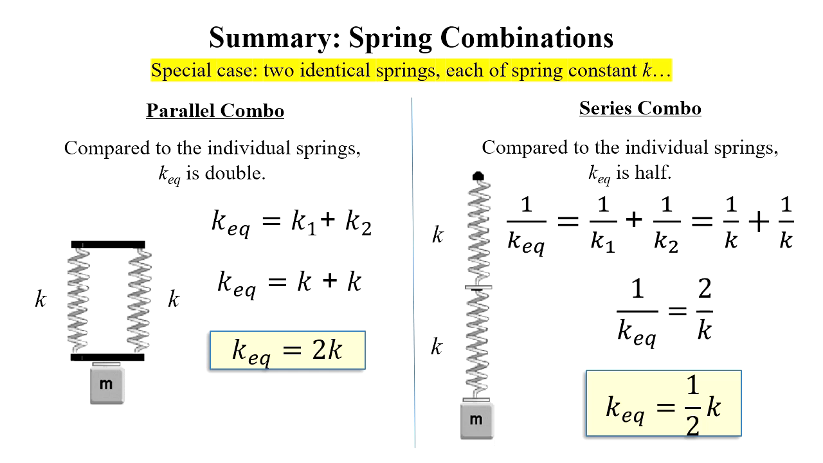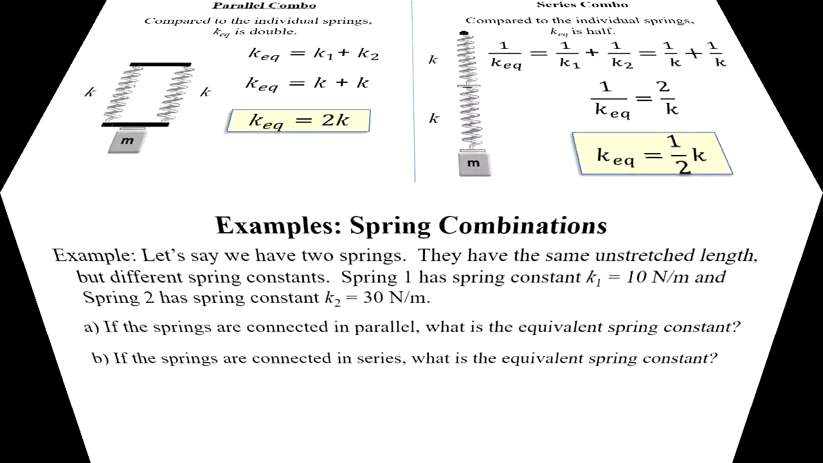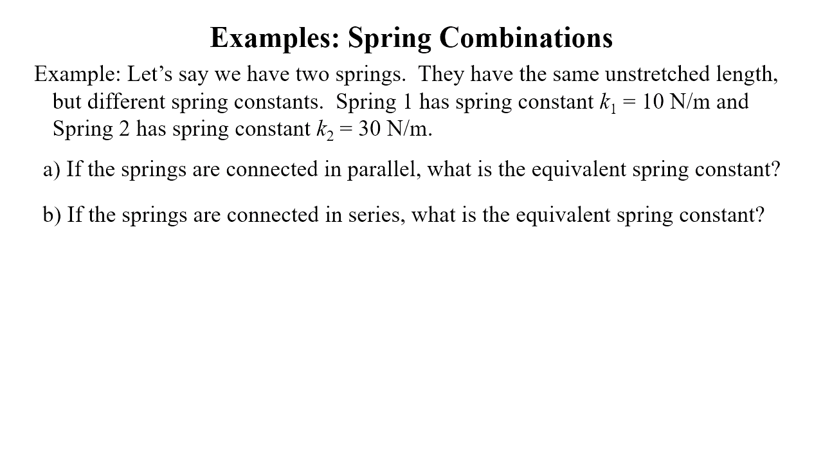Before we end this, let's try one example. Suppose we have two springs. One has a spring constant of 10 newtons per meter and the other 30 newtons per meter. What would be the equivalent spring constants if we connected these in parallel and if we connected them in series? Feel free to pause the video and try to work this out yourself. We will continue in just a moment.